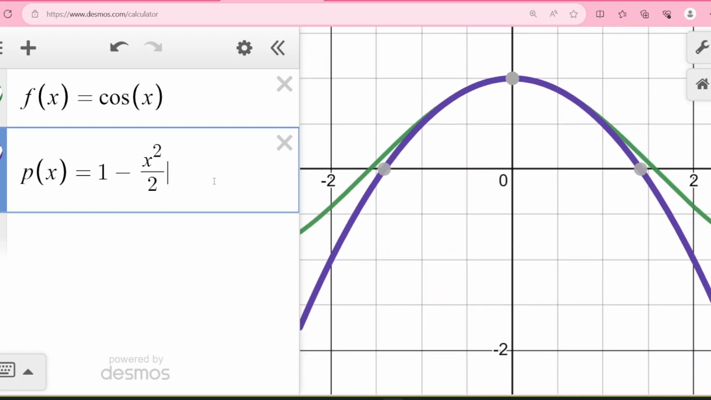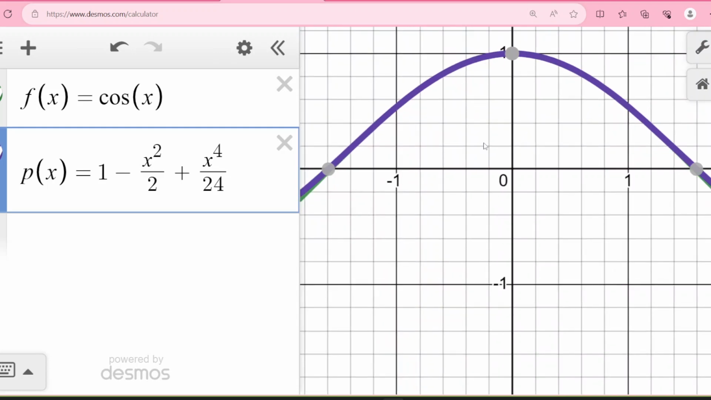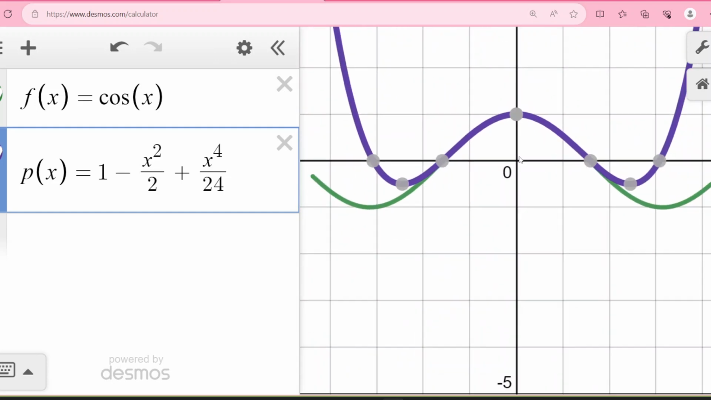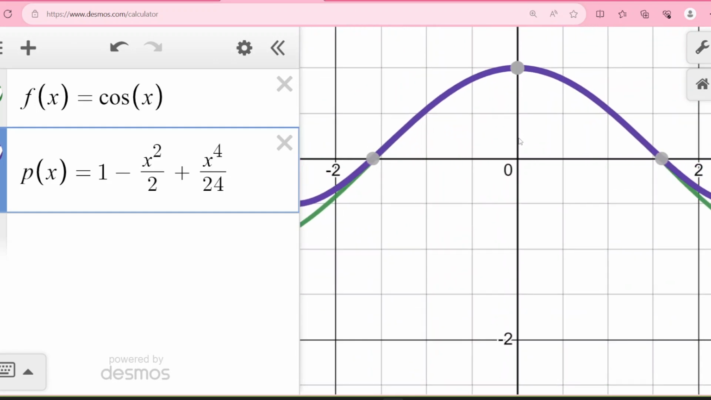And then I throw on the next term to get our fourth degree polynomial, plus x to the fourth divided by 24, or 1/24th x to the fourth, and look at that. Near 0, with 0 at the center here, this purple graph and green graph are pretty much the same thing. This is a very good approximation to the cosine curve near 0, near x equals 0. But once again, the further away you get from 0, you see how the purple graph definitely deviates from the green graph. But we're more near 0 here.